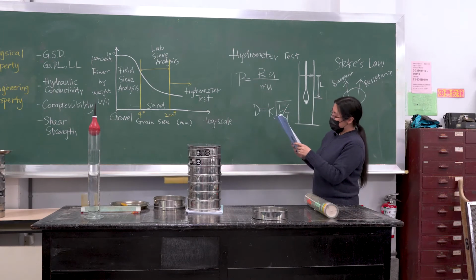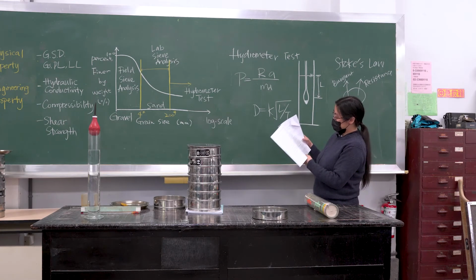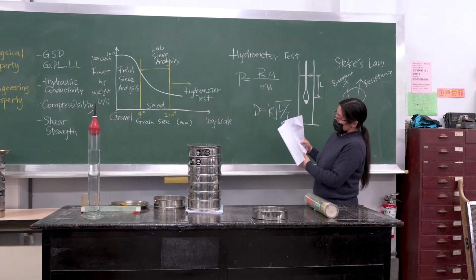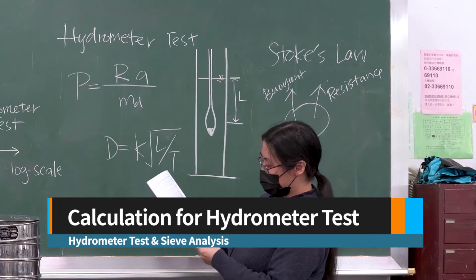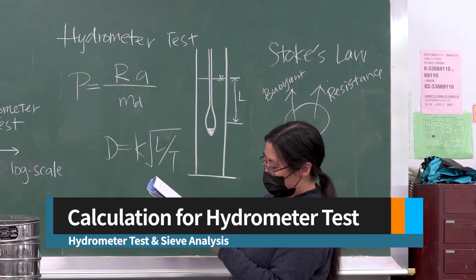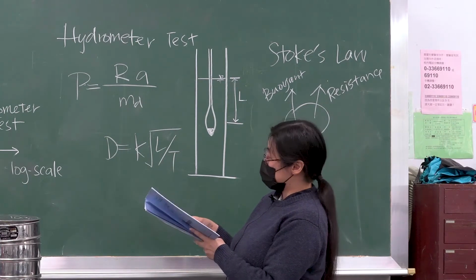So in this lab, we are going to measure several quantities during the hydrometer test. First of all, we have the parameter P. If you look at page number 12, P is the percentage of soil remaining in the suspension.